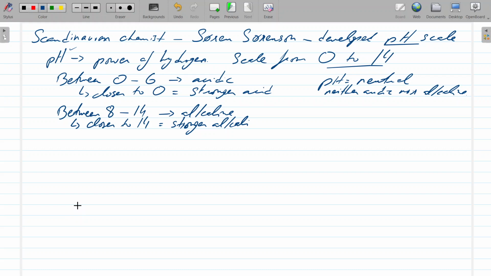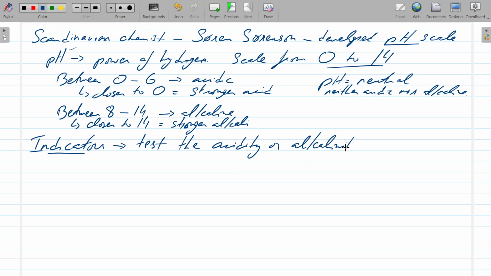Along with that, you've got a variety of indicators, indicator solutions or indicator materials. They test the acidity or alkalinity of a substance, of a chemical, of a solution. Some of them only tell whether it's acid or alkali.